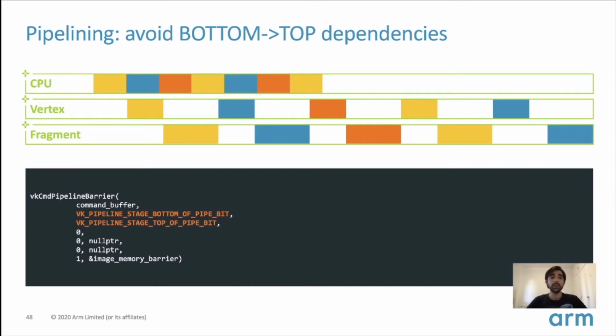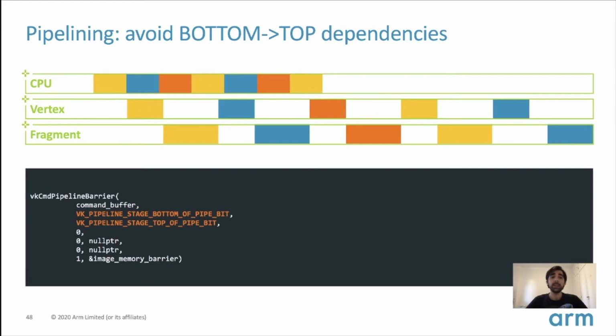To visualize this, consider this timeline where we have a CPU submitting work to a GPU, and in the case of Mali and other GPUs, this work in the GPU can execute the vertex and fragment work in parallel in 2 separate slots. Here we are color coding the render passes, so you can see that for every render pass we have some work going to the vertex and some work going to the fragment. We are adding a barrier between every render pass, and this barrier has a destination stage of top of pipe and a source stage of bottom of pipe.